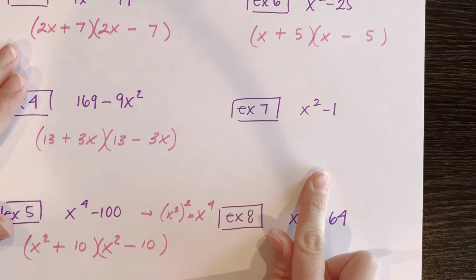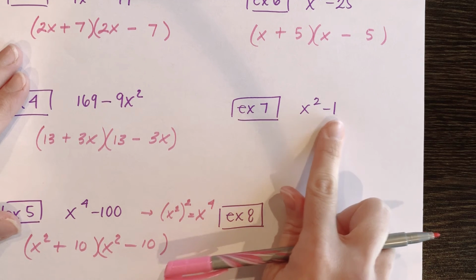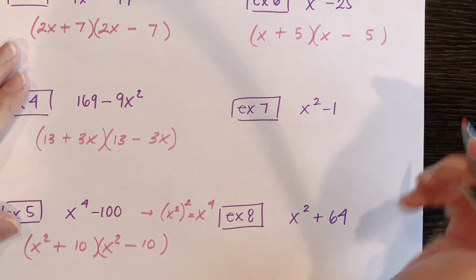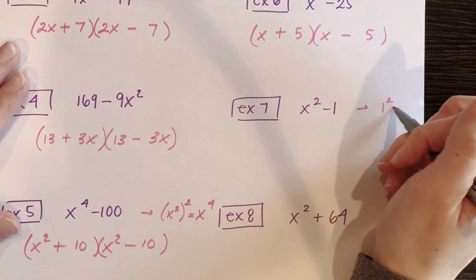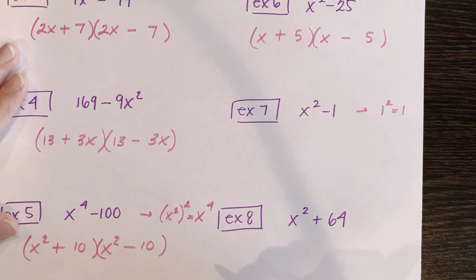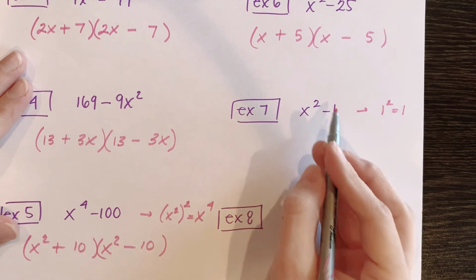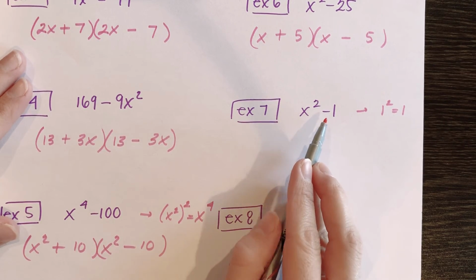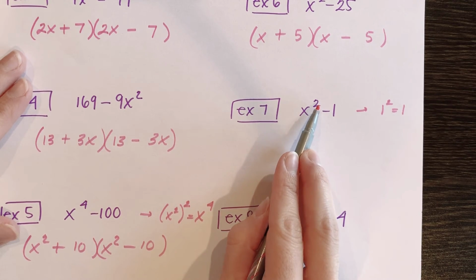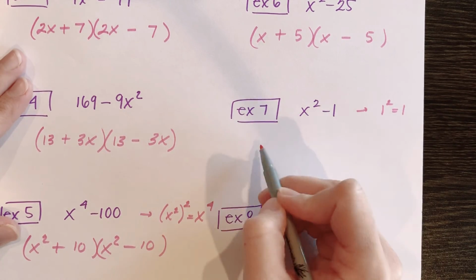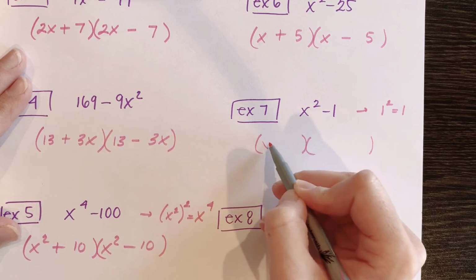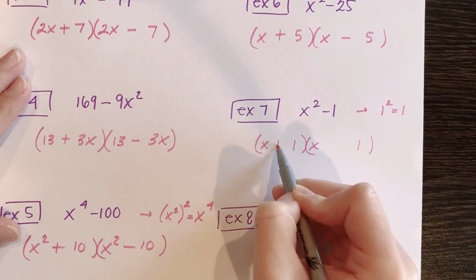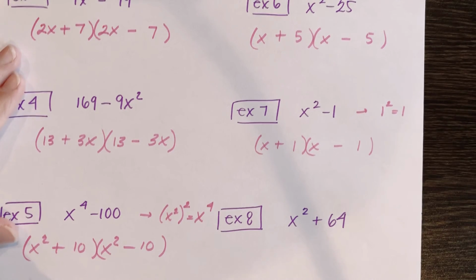This one's always a tricky one because you have a 1 and students don't recognize that as a perfect square. But remember, 1 squared is 1. So that is a perfect square. So this is the difference of two squares. Binomial, two terms, right? X squared is a perfect square and 1 is a perfect square, a minus sign in between. Double bubble, x and x, 1 and 1. One gets a plus, one gets a minus.